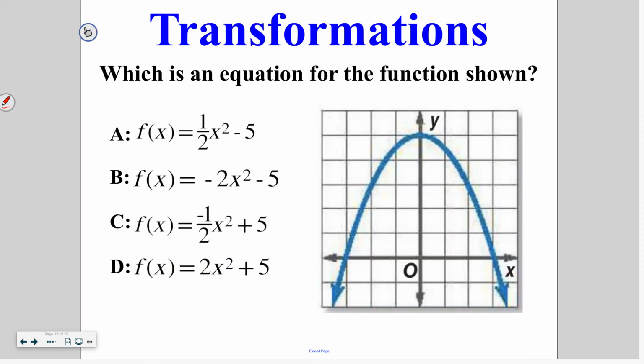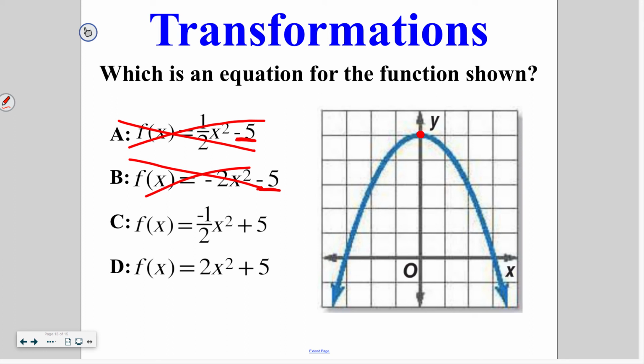Last thing that you'll be asked to do is pick out which equation is accurate for a graph. My suggestion here is to start with that translation value. So we're seeing, instead of starting at 0, we are starting at positive 5. That immediately eliminates the first two answers because both of those have a transformation of negative 5.